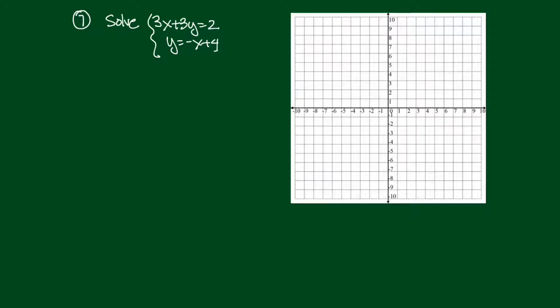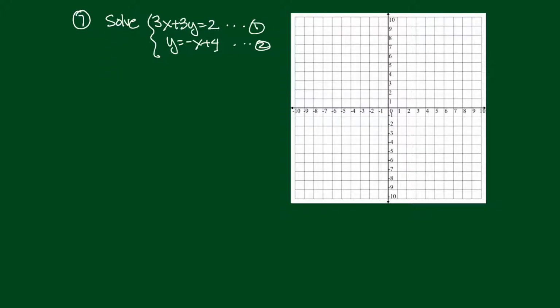Let's solve this system. Two linear equations in two variables. I'll name them again. I'll name the top one number 1, the bottom one number 2. And to graph this top one, because I have the variables on this side, but these coefficients don't divide evenly into the 2, what I'm going to do is rewrite this in slope-intercept form.